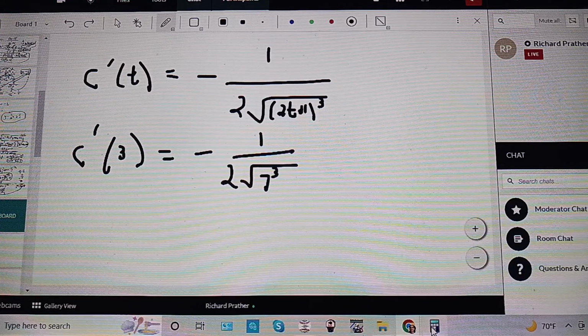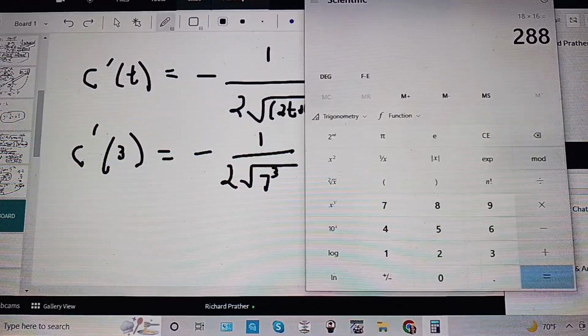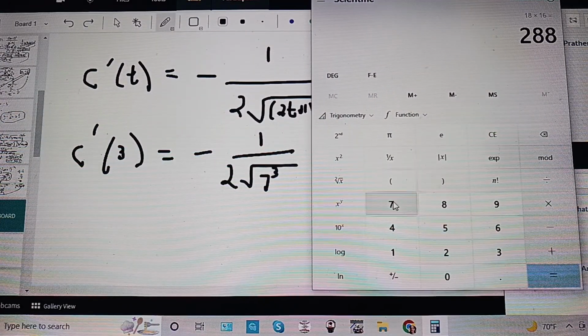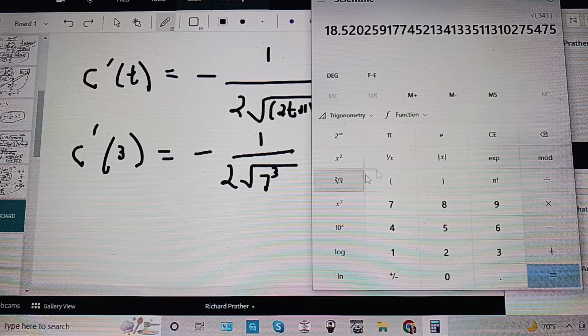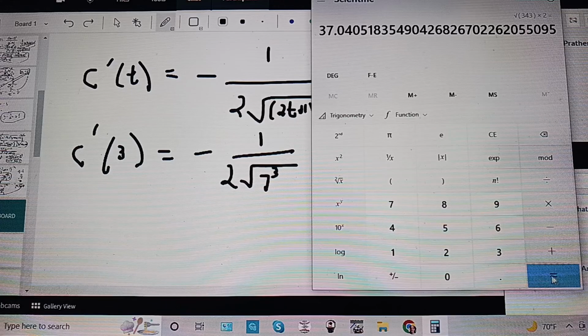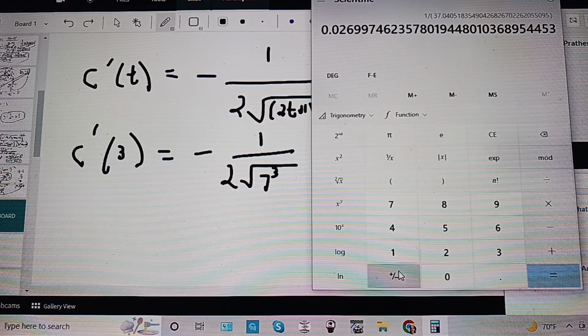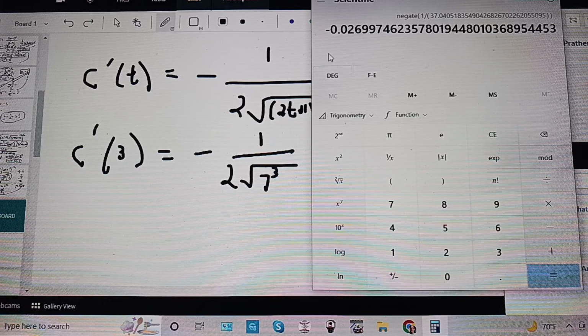So this one's not going to come out nicely. Let me do this where you can see it better. This one's simple enough to do here. So 7 raised to the third is 343. Then I need the square root of that times 2. And then it's negative 1 divided by this. So if you do 1 over, that's how you can get 1 over and just make it negative. They said round to 2 decimals, so negative 0.026 would be negative 0.03.